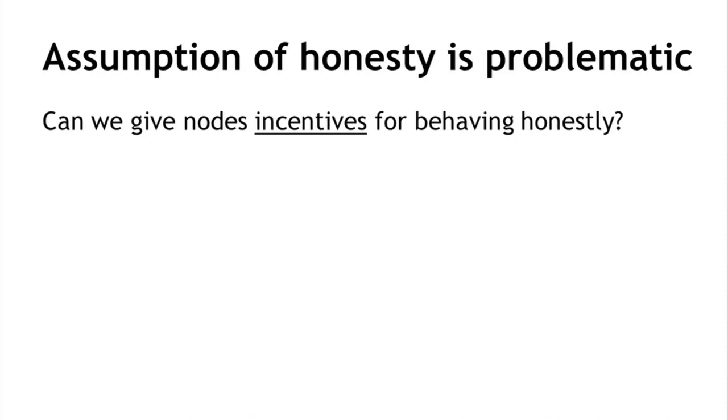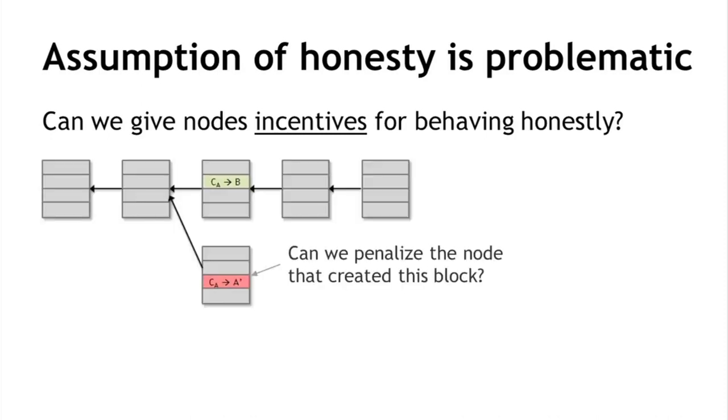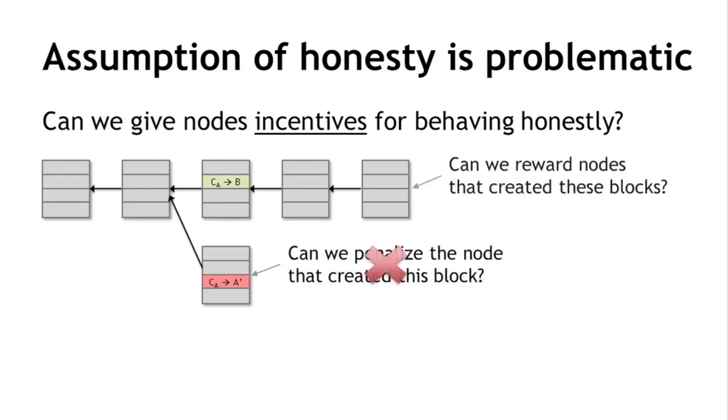Let's look at this with respect to the picture we've been looking at. This is the long-term consensus chain, and this block contains an attempt to double spend. We can ask, can we penalize somehow the node that created this block? But this is problematic for a number of reasons, including the fact that nodes don't have identities, and so there's no way to go after them to penalize them. So instead, let's flip the question around and ask, can we reward the nodes that created all these blocks that did end up on the long-term consensus chain? Well, again, sort of the same problem. We don't have node identities, so we can't mail them cash to their home addresses.